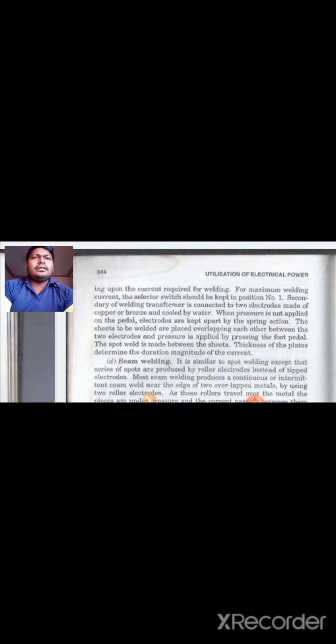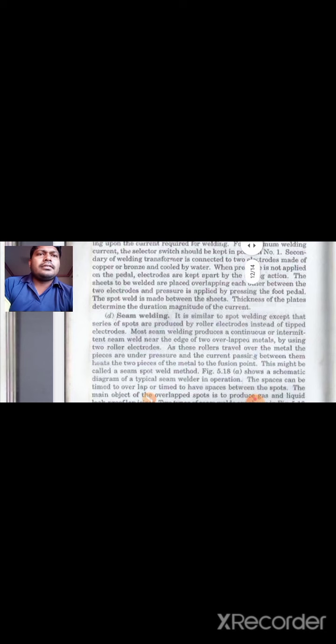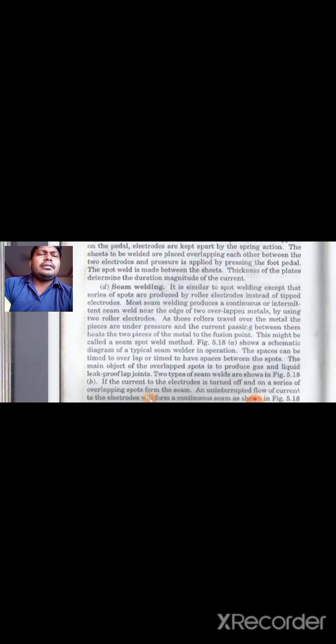Again, now students will go to the next type of welding, that is your seam welding, which is very important. It is similar to spot welding, except that a series of spots is produced by roller electrodes instead of tipped electrodes. So here only one modification is there. The tipped electrodes are replaced by roller electrodes.